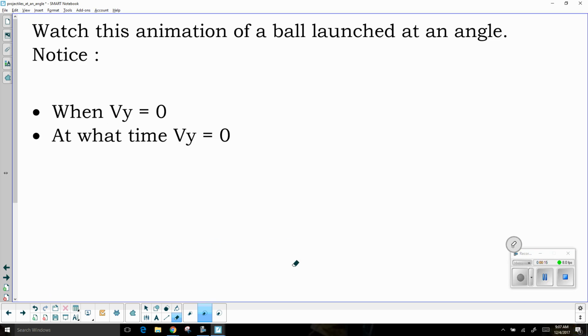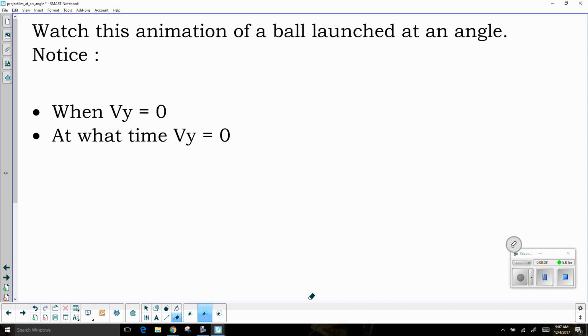What I'm going to do is show you an animation of a ball that's going to be launched at an angle from the ground. What I want you to watch for in this animation is when the velocity in the y direction equals 0, and at what time the velocity in the y direction is going to be equal to 0.